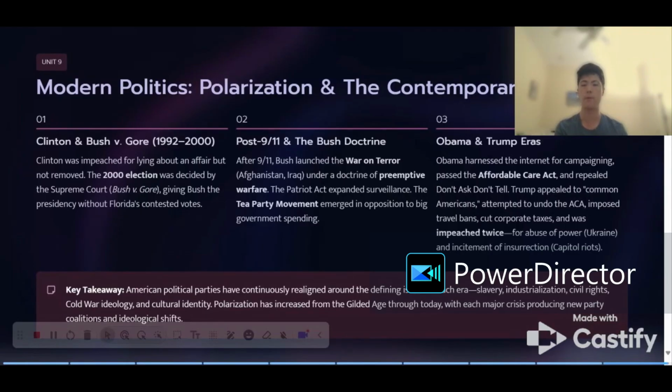Political debates are up, polarization is up, ideas of government surveillance are up, etc., etc. I hope that's enough.